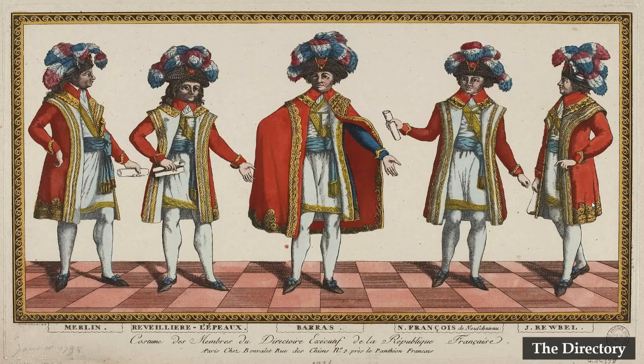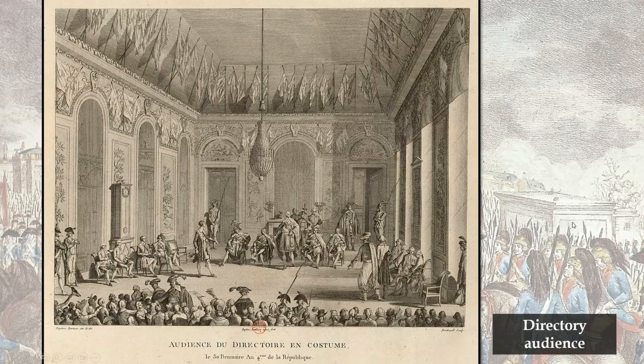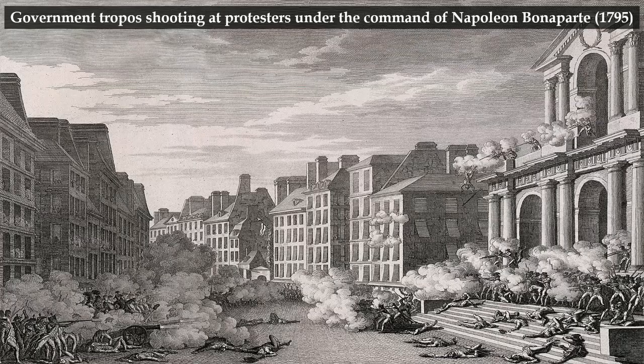These are the 5 directors which control all the power in France. And this regime, this Directory, was very unstable, because they had to fight a lot of conspiracies, and they still had to fight the war of the first coalition. So they had to use the army a lot.